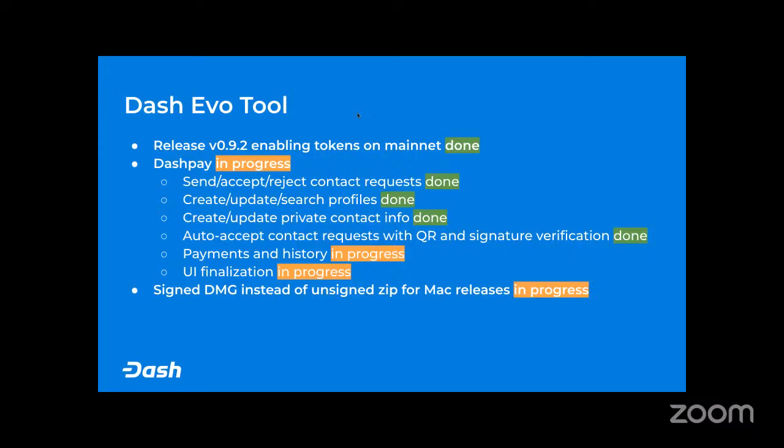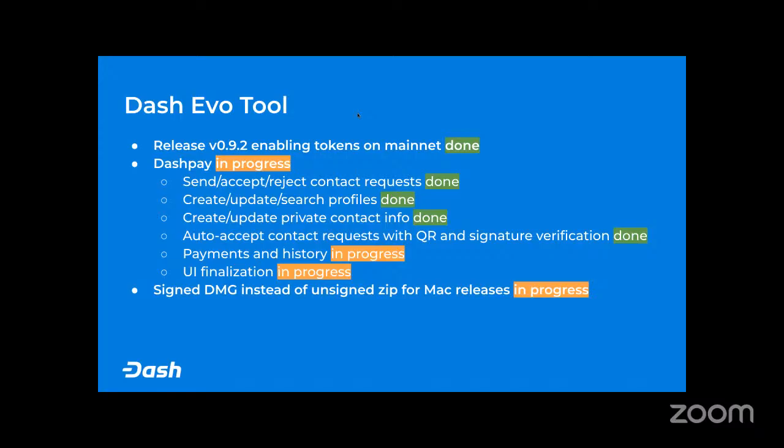We have creating and updating public profiles, as well as a search feature, and creating and updating private contact info. If you want to keep info about some contact that is just private, just client side, just for you. We have auto accepting contact requests via QR code and signature verification. If you're a merchant with a storefront and you want someone to pay you through Dash Pay, you can just display a QR code and you'll automatically accept their contact request.